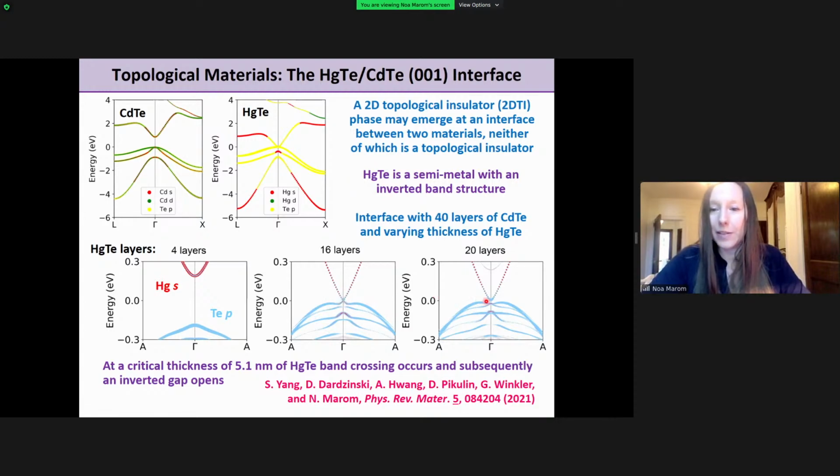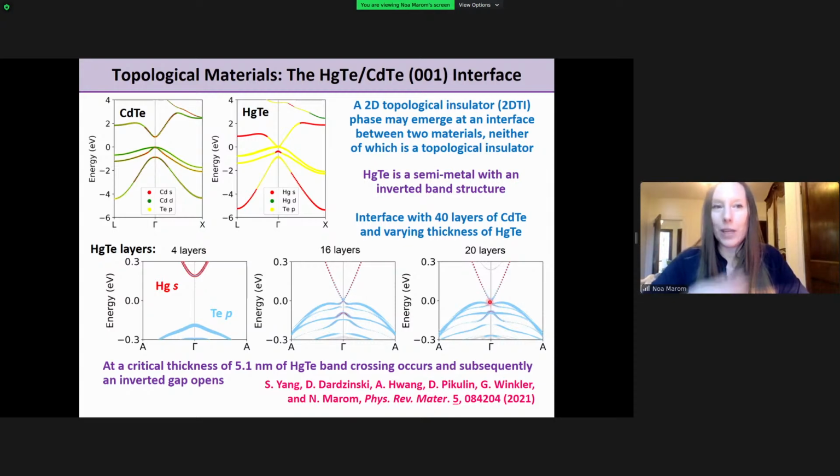And as you add more layers, you get this inverted gap opening with the band character changing. So here the bottom of the conduction band changes to tellurium P, and then the top of the valence band changes into mercury S. So at a critical thickness of 5.1 nanometers, you have this magic happening where two materials that are not inherently topological insulators silently produce a topological insulator phase, inverted band gap.